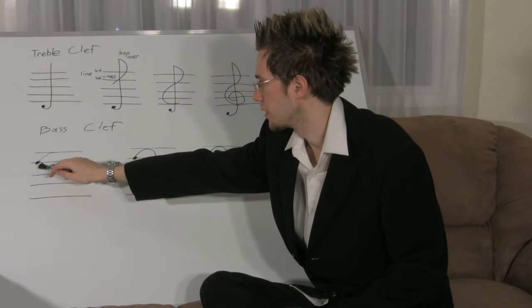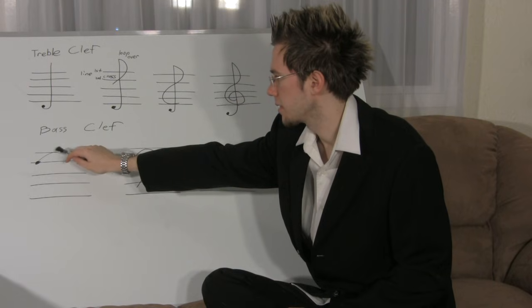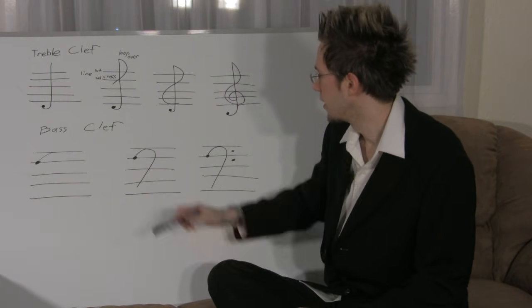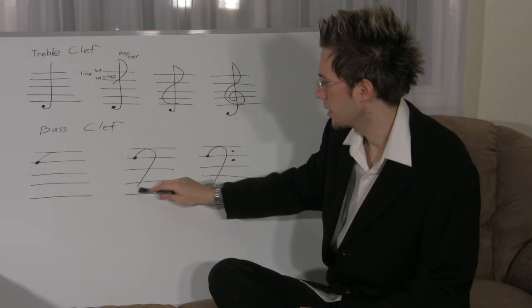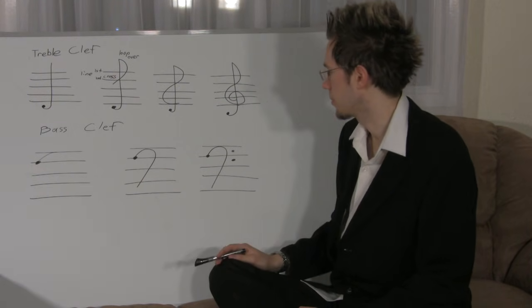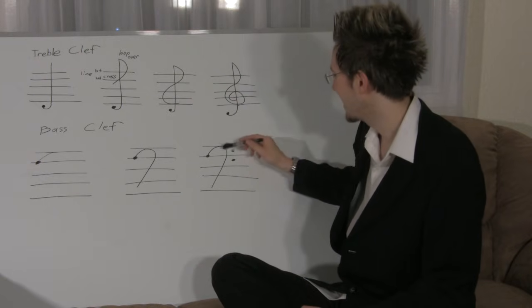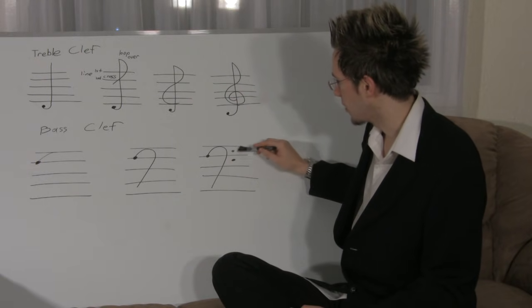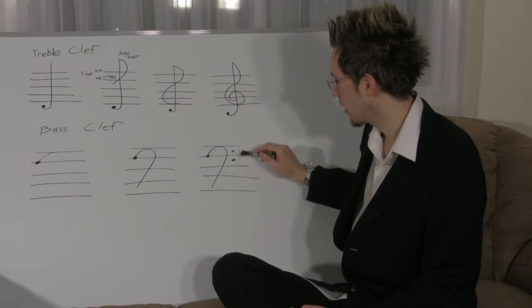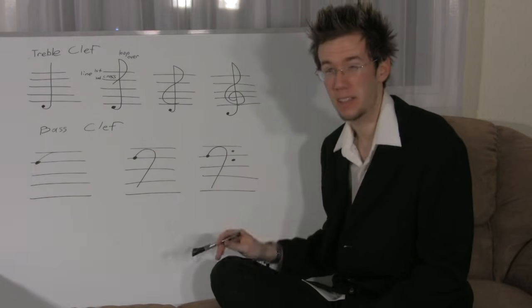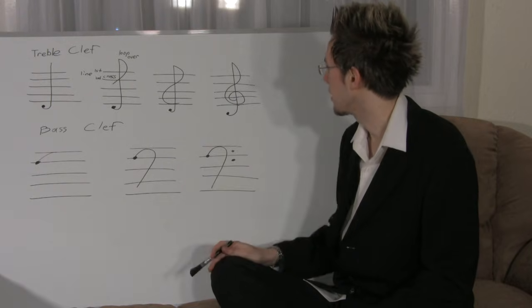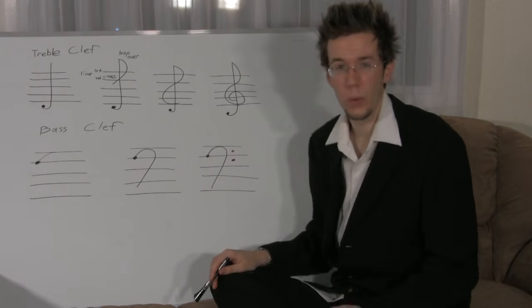Draw a little dot and then bring it around up to the top, touch the top line, and then bring it down, and end the tail right in the middle of the last space on the bottom. And then here, step 3, add 1 dot here and 1 dot here. So the 2 top spaces, add 1 dot each. And that's it. So that's bass clef. So treble clef, bass clef. And there you go.